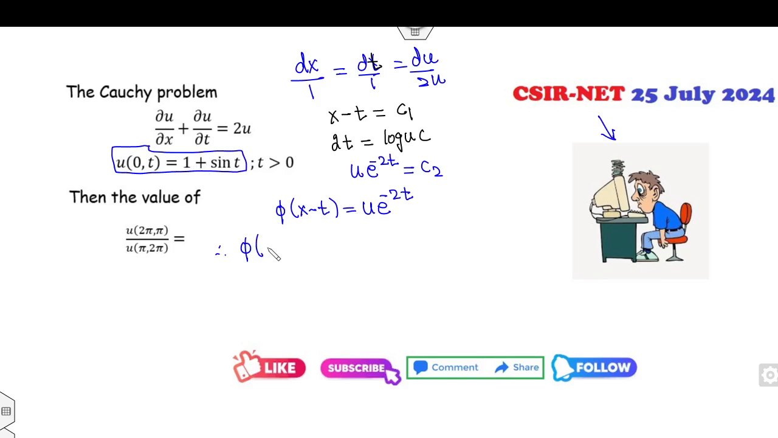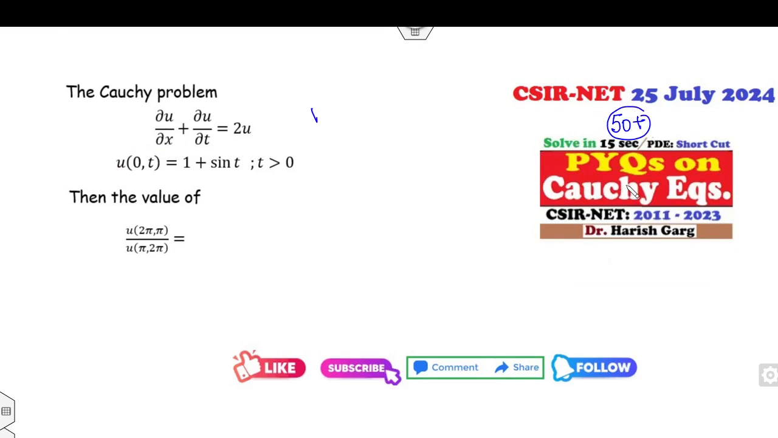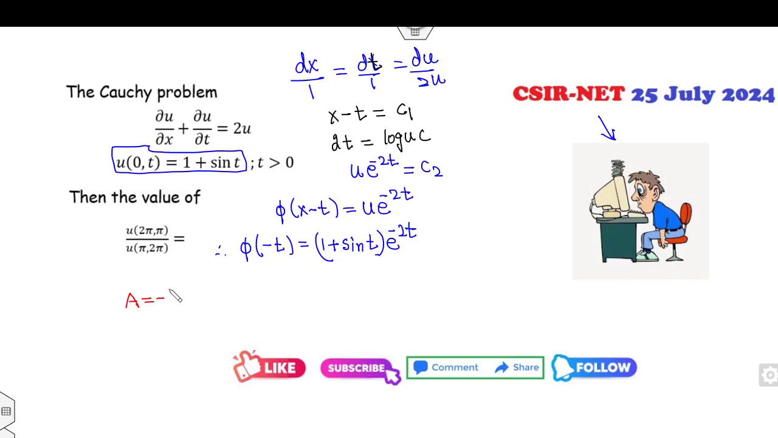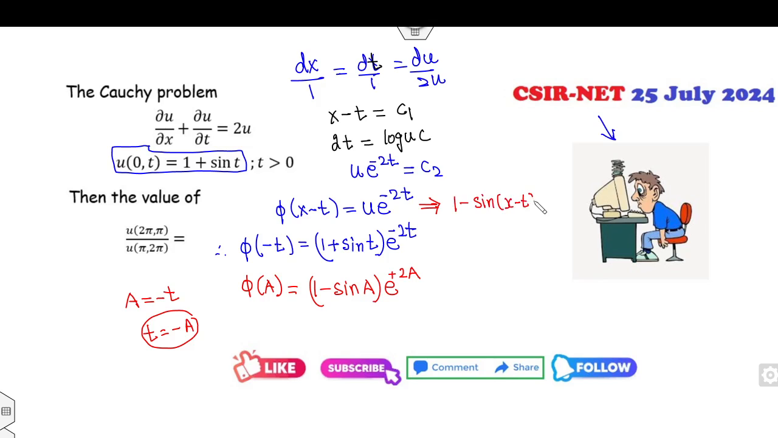I can substitute this condition, u at t equal to 0 is my 1 minus sine of x, so u e raised to power 2t equals phi of x minus t. What I told you in my PYQ series, whenever you reach this point, you can take a as my x minus t, so it's phi of a. So what is the value of t? It is my minus a. I can substitute this value. Sine of minus a is my minus of sine a, and it is e raised to power plus 2a. I can substitute this value. Phi is my 1 minus sine of x minus t into e raised to power twice of a.